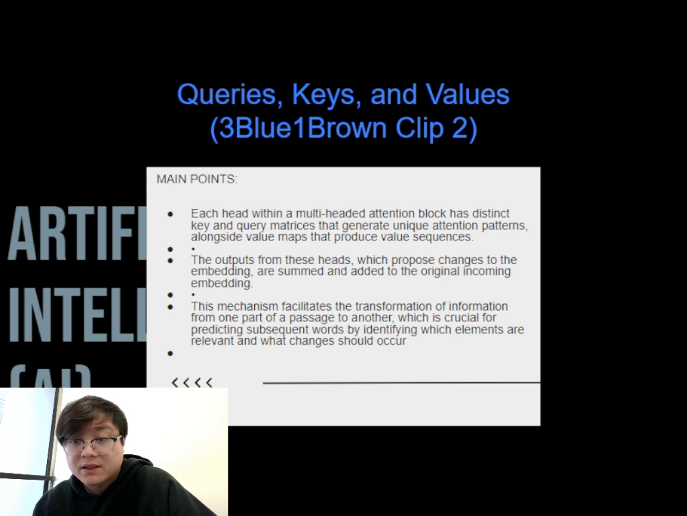The outputs from these attention heads suggest changes to the embeddings, which are then summed and added to the original input embedding. This process refines the understanding of each word in its given context. Essentially, this mechanism enables the transfer of information from one part of a passage to another. It's crucial for predicting the next words in a sentence by identifying important elements and determining how they should influence the final output. This is the core of how transformers process text so efficiently.